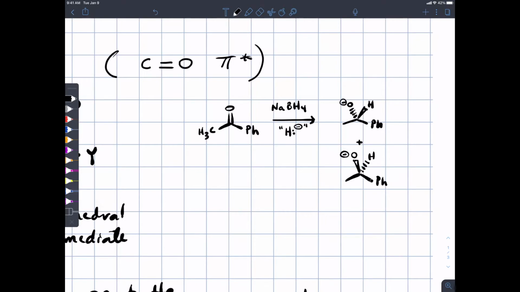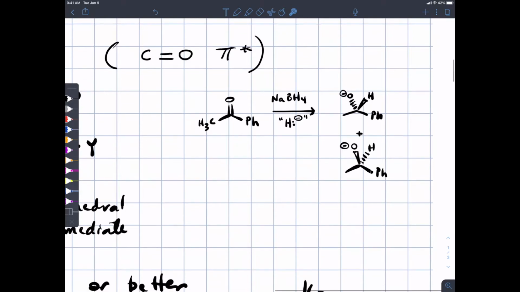Good. We will see that if we use a chiral reagent for delivering this H-, we can actually favor one side over the other. Biology does this all the time. A little bit later on, we're going to talk about NADH and what that does and how it can prefer one enantiomer over the other. All right, others?